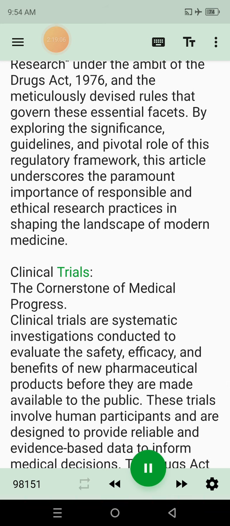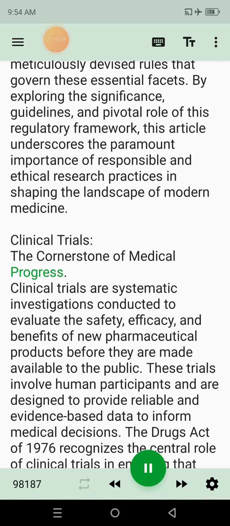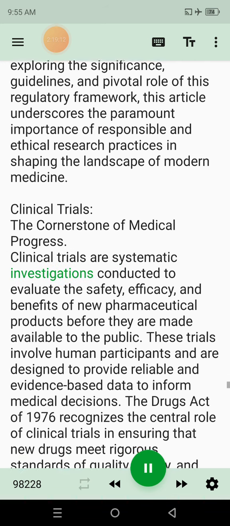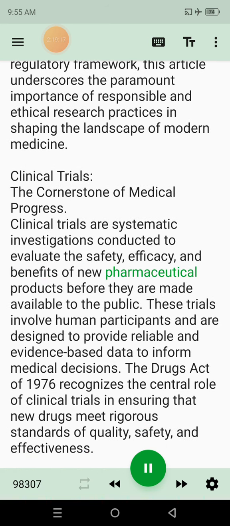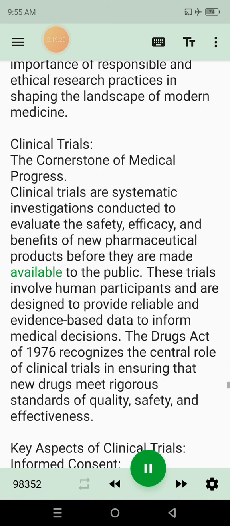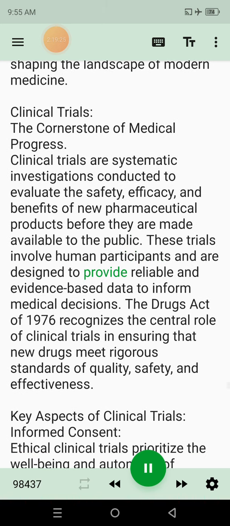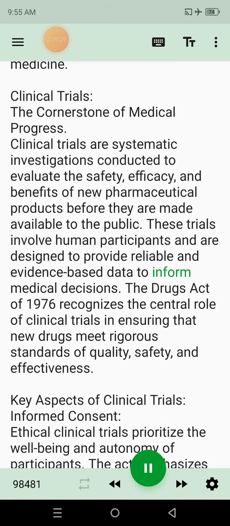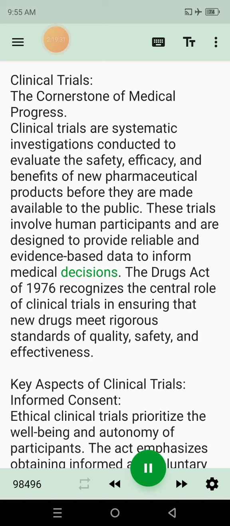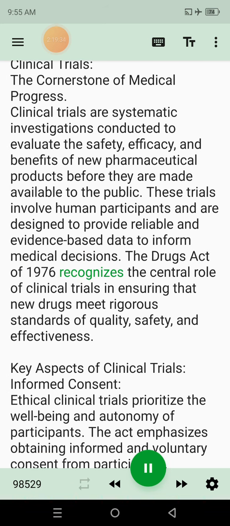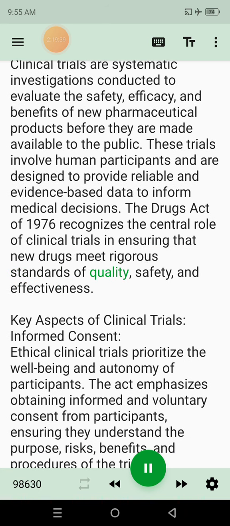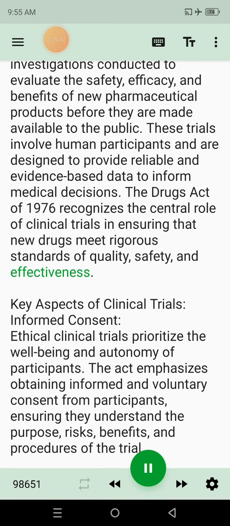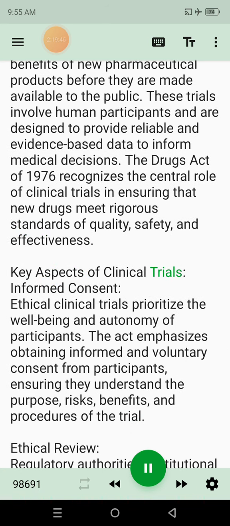Clinical trials: the cornerstone of medical progress. Clinical trials are systematic investigations conducted to evaluate the safety, efficacy, and benefits of new pharmaceutical products before they are made available to the public. These trials involve human participants and are designed to provide reliable and evidence-based data to inform medical decisions. The Drugs Act of 1976 recognizes the central role of clinical trials in ensuring that new drugs meet rigorous standards of quality, safety, and effectiveness. Key aspects of clinical trials.